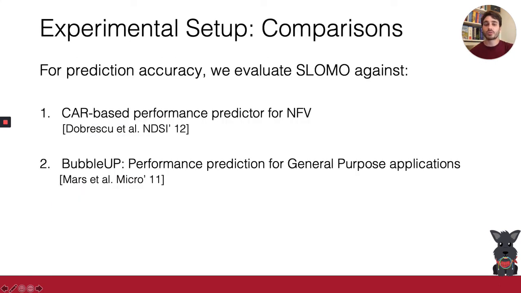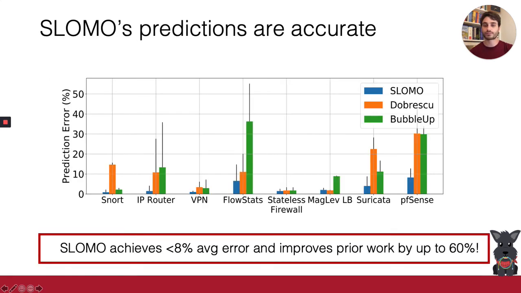To evaluate SLOMO's accuracy, we compared its predictions with two prior works. The first is a predictor by Dobrescu et al., which focused on building a cache access rate-based model, and then Bubble Up, a prior work by Mars et al. That predicts performance drop as a function of the working set size of the competition. In this graph, we plot the prediction error of SLOMO alongside the two prior works for a variety of experiments for each NF.